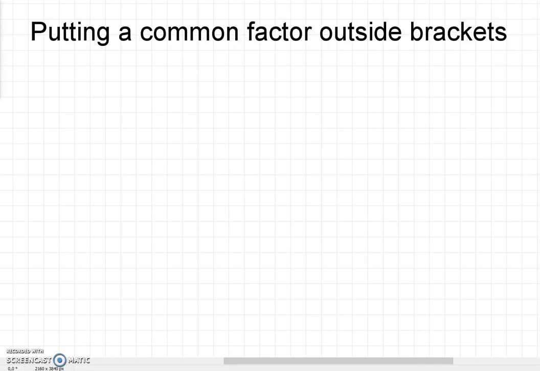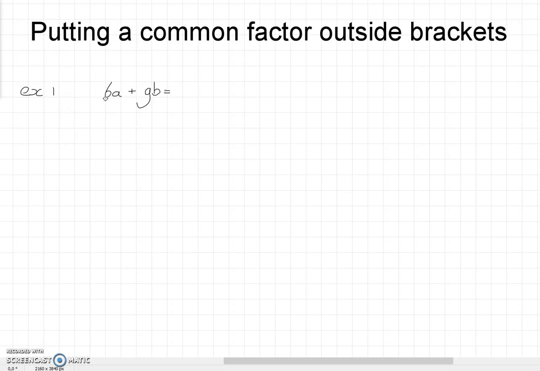This video is about putting a common factor outside brackets, which is one of the techniques you will need to factorize expressions. Let's look at this expression, 6a plus 9b. We are going to factorize this expression, and that means that we're going to write the expression in as many factors as possible. In order to do this, we use a few steps.